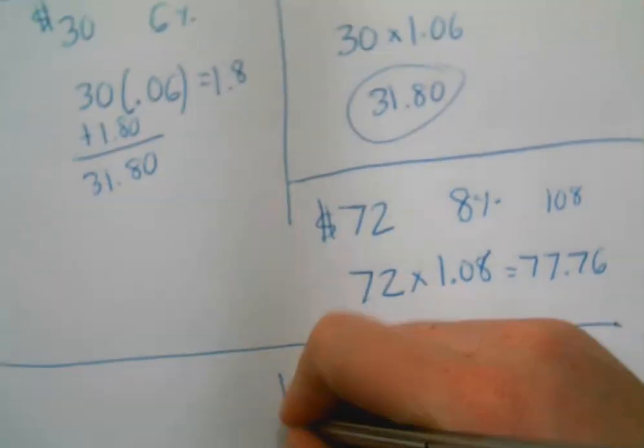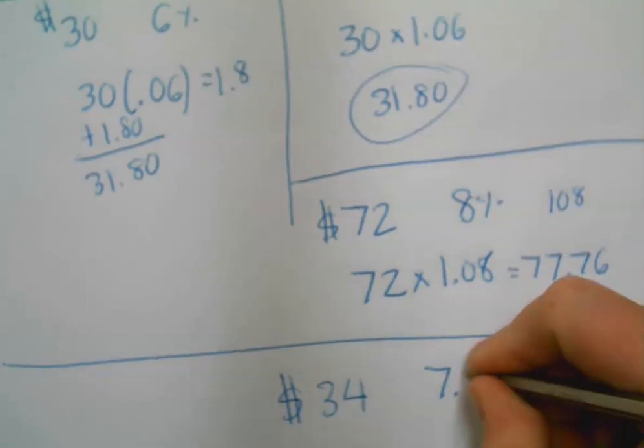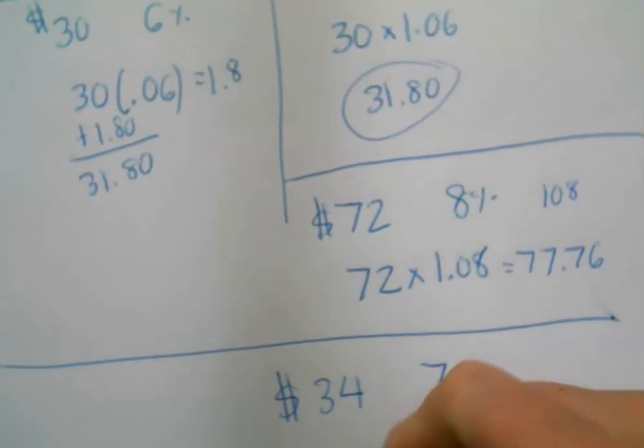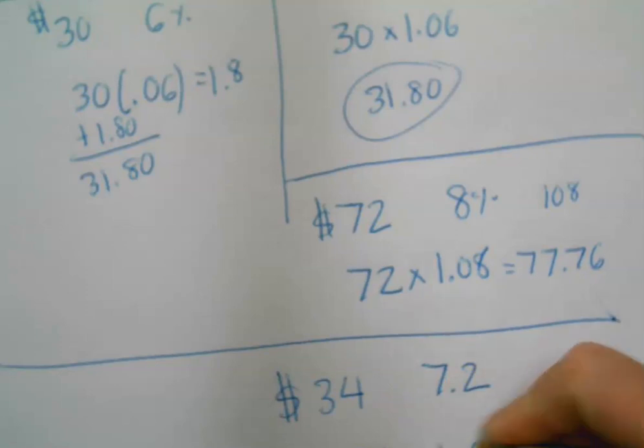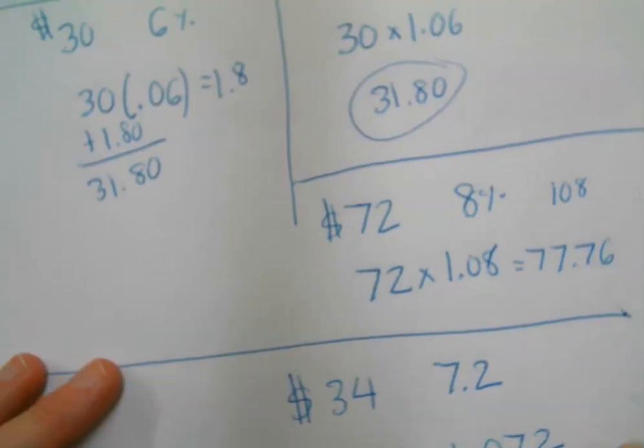You have a $34 item, tax rate is 7.2%. You do 34 times 1.072. 34 times 1.072 gives you $34.30.